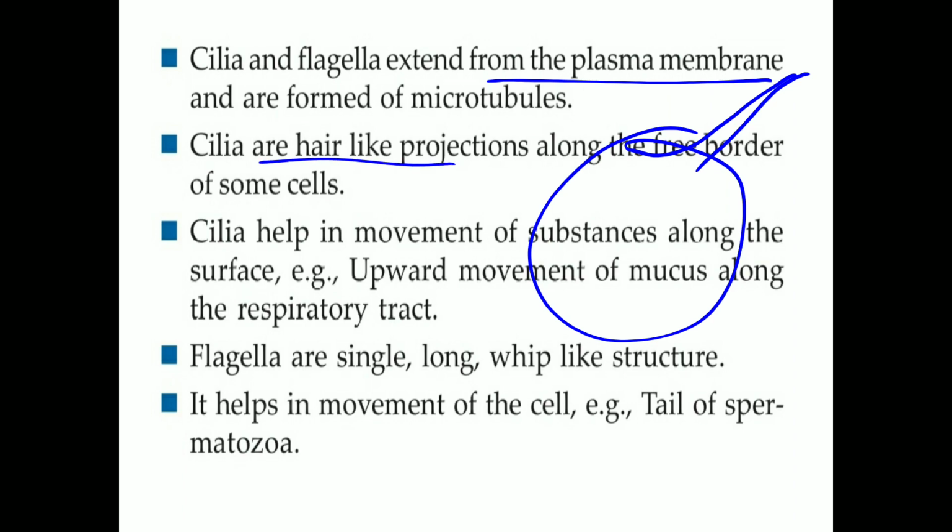The cilia are hair-like structures present on the free border of the cells. These cilia help in the movement of substances along the surface, for example, the movement of mucus along the respiratory tract.